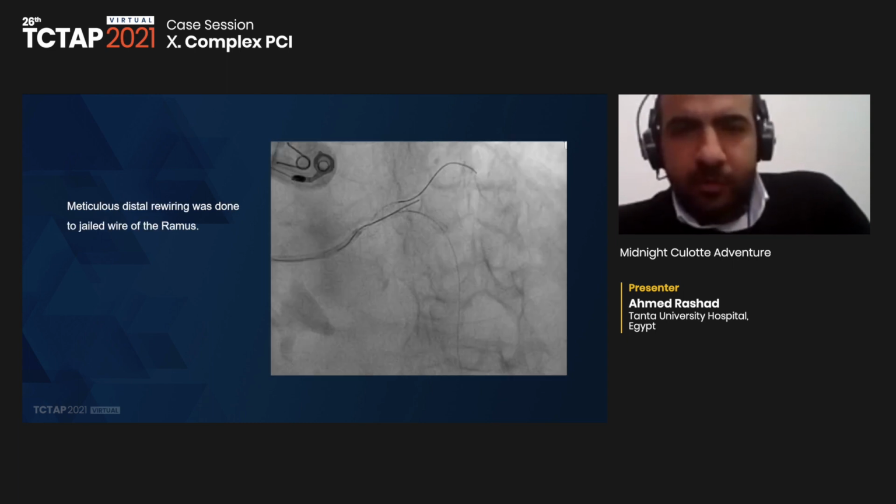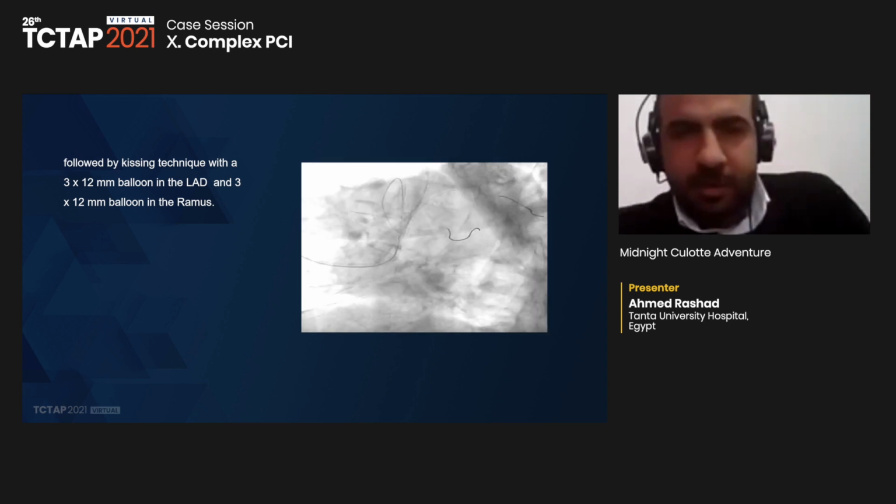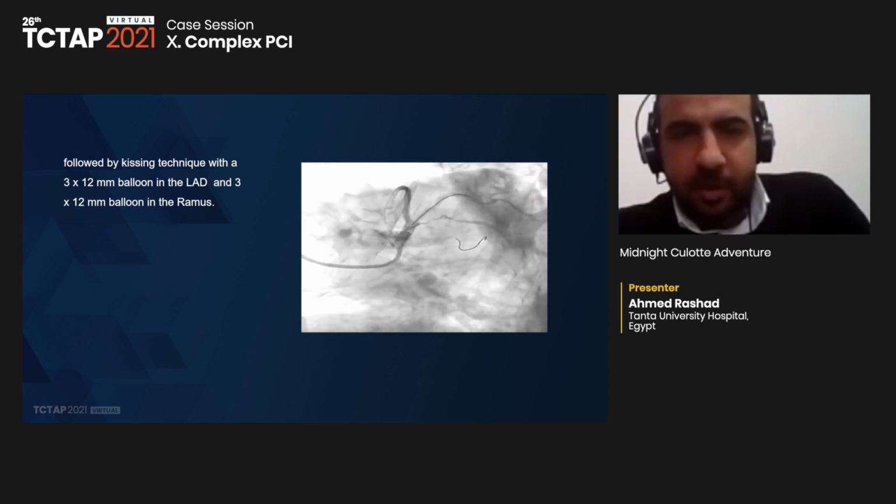Now the wire of the ramus is jailed, so meticulous distal rewiring was done to the jailed wire of the ramus. And this is very important to reform the shape of the carina, followed by kissing technique with NC balloon 3 by 12 in the LAD and the ramus branches.